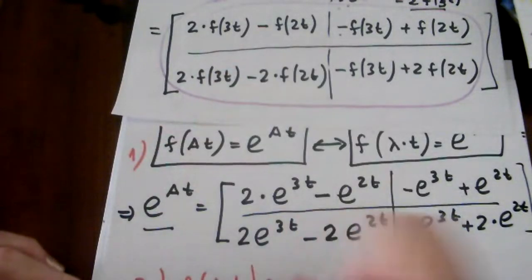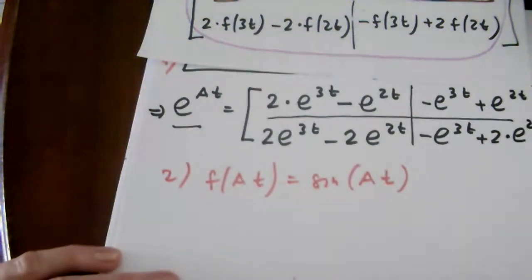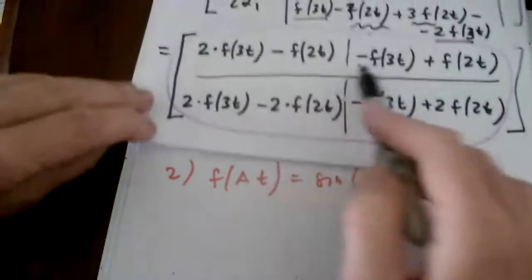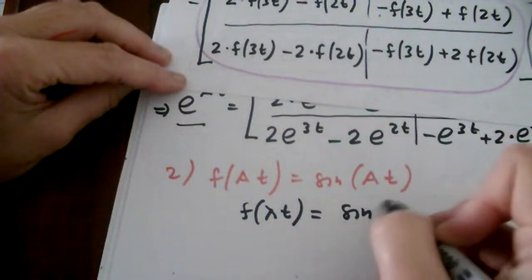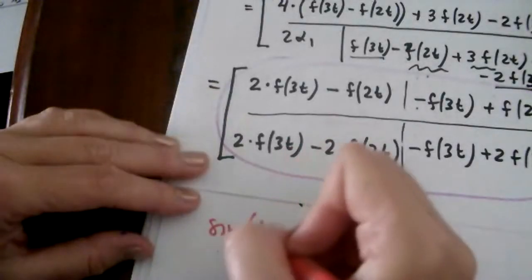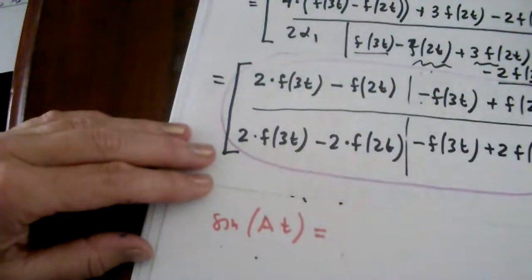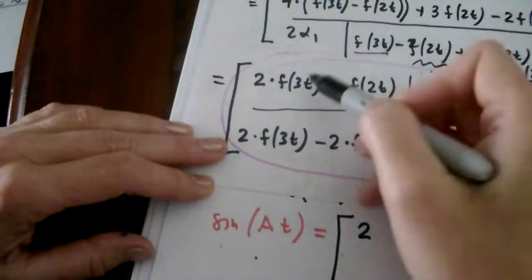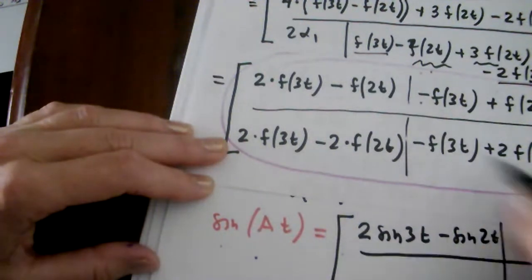And then the second task was to calculate sine of the same expression, sine of at. So this time our function looks like this. In this case, we need to use this general template again, but substitute what? For example, if you're dealing with f of lambda t, you can substitute sine of lambda t. This is the same idea again. So let's start doing it. We are calculating sine of at. We are looking at this template and substituting and expanding f of 3t, f of 2t. So this will be 2 times, this time, sine 3t minus sine 2t. So this was our first element. This will be minus sine 3t plus sine 2t.